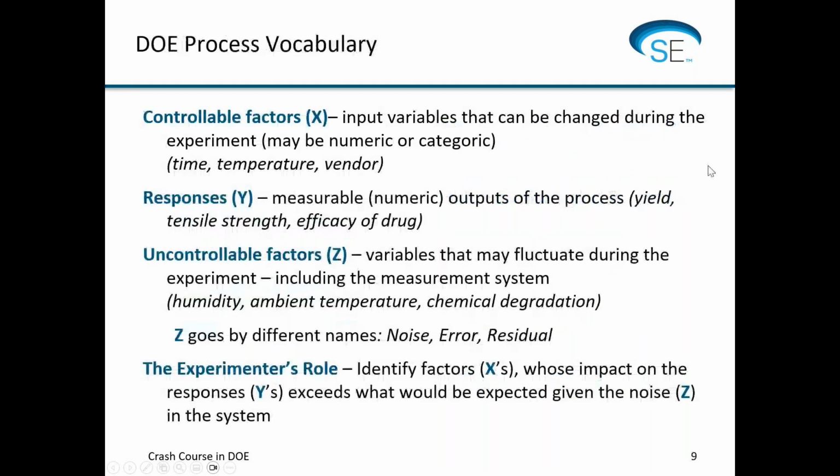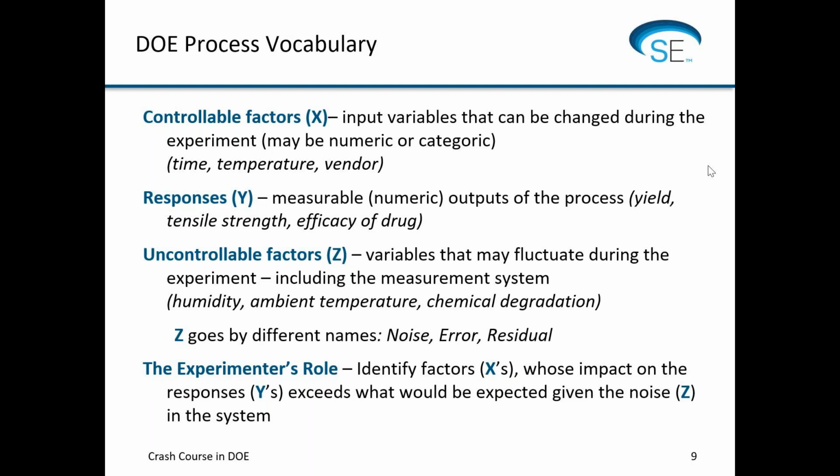So the vocabulary, things to be thinking about. We have our controllable factors, we'll call them X's. These are the input variables that we can change during the experiment. They could be numeric or categoric. It might be time, temperature. It might be the vendor, right? Maybe for making cookies, it might be 2 different vendors for the flour that we use. A categoric choice.